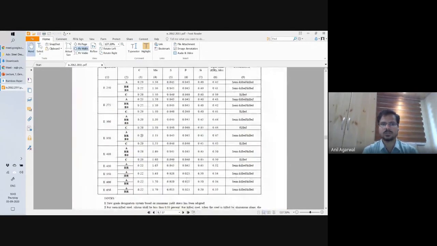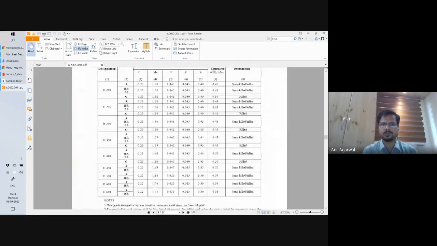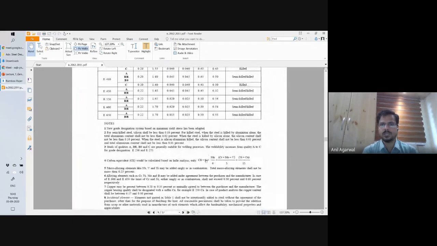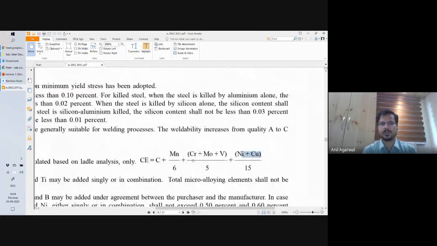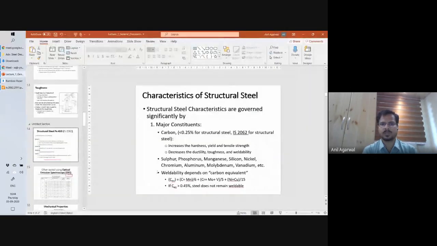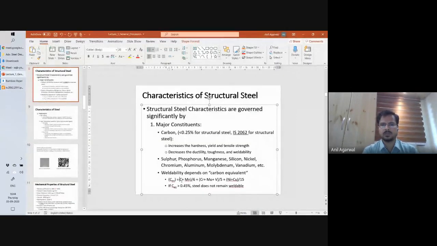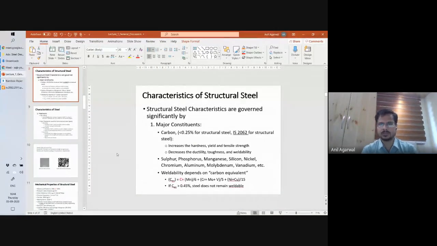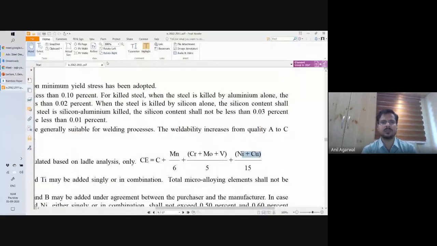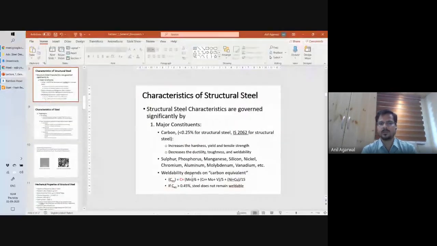This is IS 2062. Sorry, that was only manganese divided by 6. Can you see this formula here? Equivalent carbon is C plus Mn by 6. That was a mistake here. If you had a hard copy of the lecture note, you could have easily made this correction. So this is a minor correction. I'm sorry, I didn't realize it before, but as I was explaining.